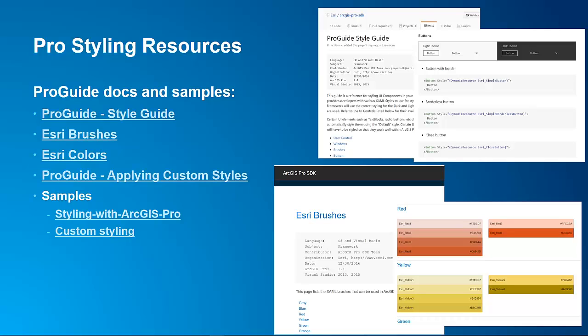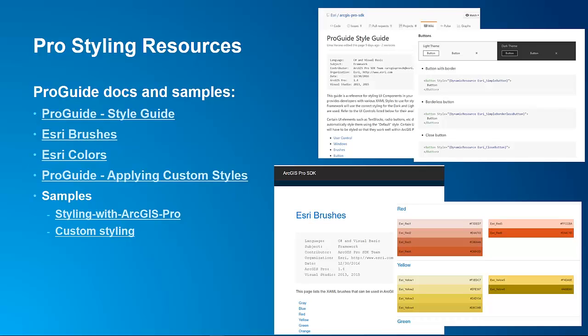Next is the new Pro Guide doc, Applying Custom Styles. And this is helpful when you need to go beyond the Esri standard styles, which again automatically flip to an appropriate alternate brush or color in the alternate light or dark theme. And this guide provides a walkthrough on how to set up custom styles for your add-in using custom resource dictionaries.